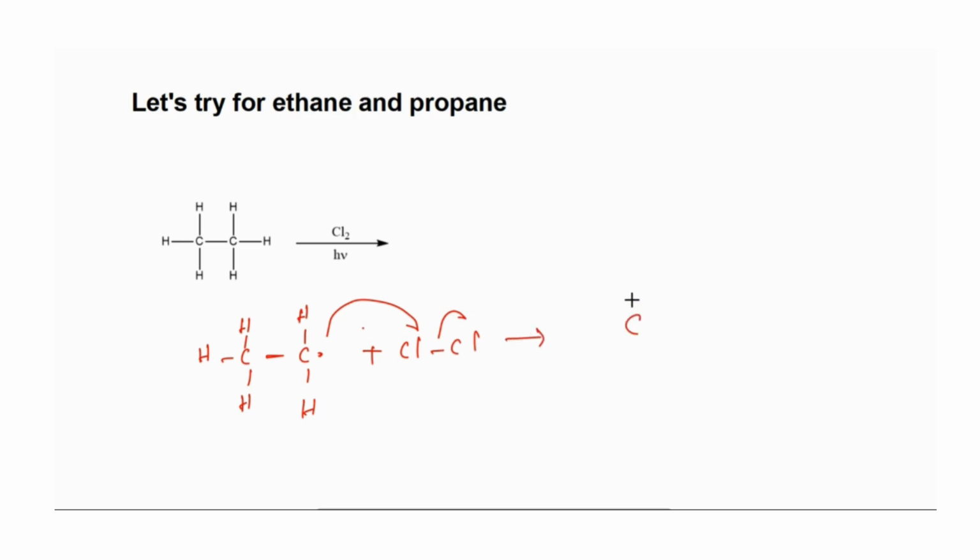So finally you will get it like this. The chlorine will get substituted in this.